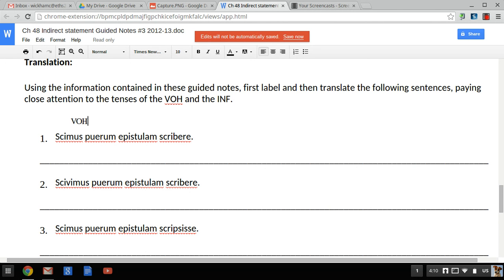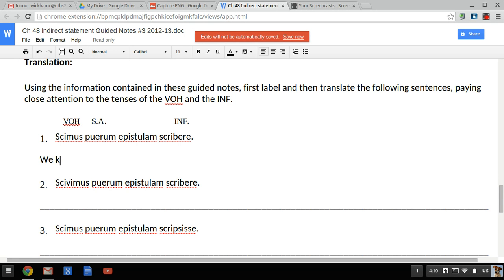Well, first let's identify it as a verb of the head. And let's identify puerum as our subject accusative and scribere as our infinitive. All right. So going back to scimus, what tense do you think it might be? Hopefully you said present tense.